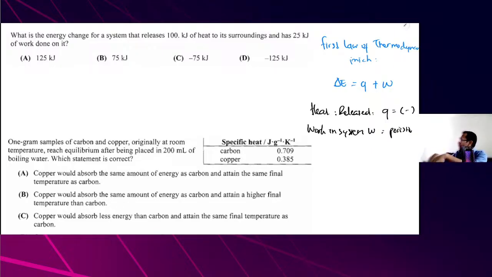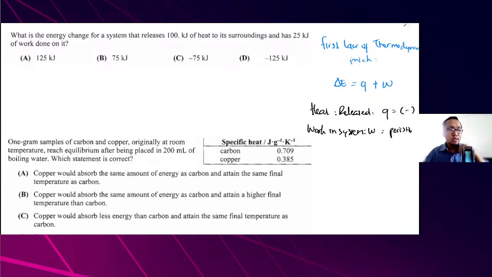Sorry, sorry. Okay, sorry guys. So if work is done on the system, remember, on the system, the W will be positive.